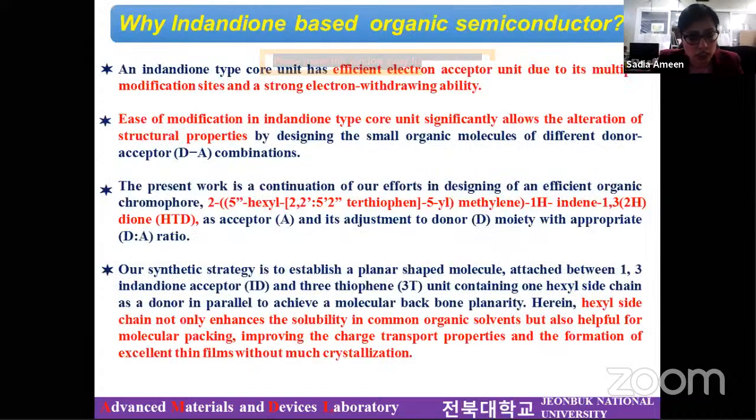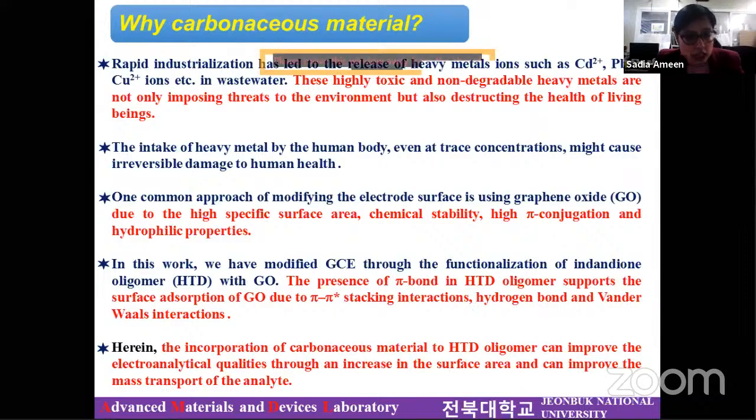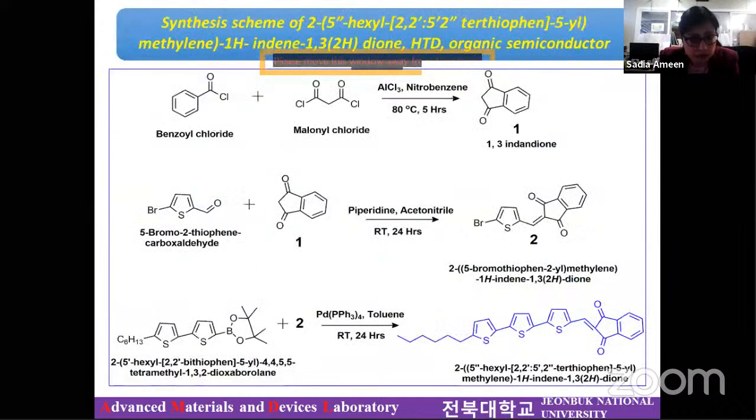Here we have synthesized another molecule, and we have incorporated the indane diol based organic semiconductors. And along with that, we have made the composites with the carbonaceous material, specifically with the graphene oxide. And the purpose for that is, we all know graphene oxide shows a high specific surface area. It is highly chemically stable, and it shows pi conjugation along with exhibiting hydrophilic properties. This is a brief discussion of how we have synthesized the material.